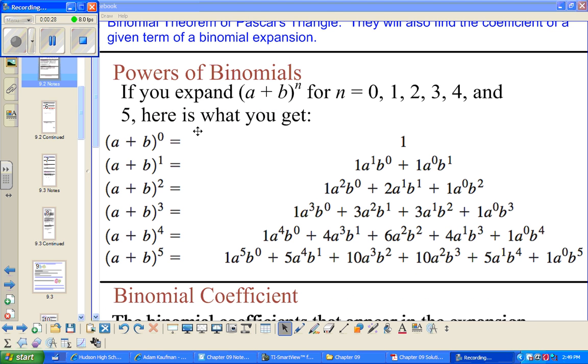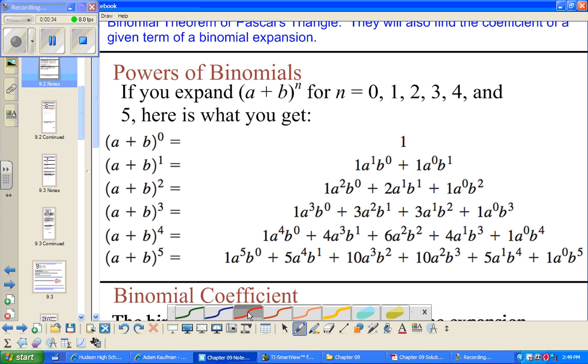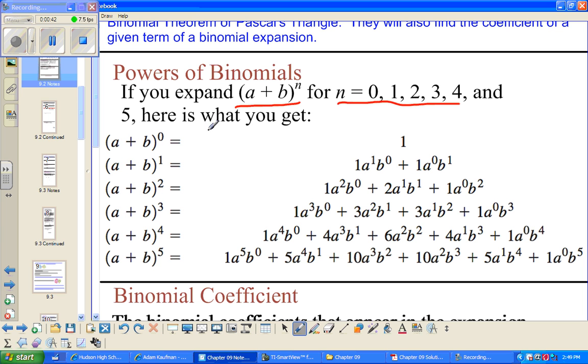To start, here's just powers of binomials, kind of an example for you to look at. What we have here is if we expand a plus b to the nth power, where n can be 0, 1, 2, 3, 4, and 5 in this example, here's what you get. If you raise it to the 0 power, it just equals 1. If you raise it to the first power, you just have 1 times a to the first times b to the 0 plus 1 times a to the 0 times b to the first. And if you simplified that, it becomes just a plus b.